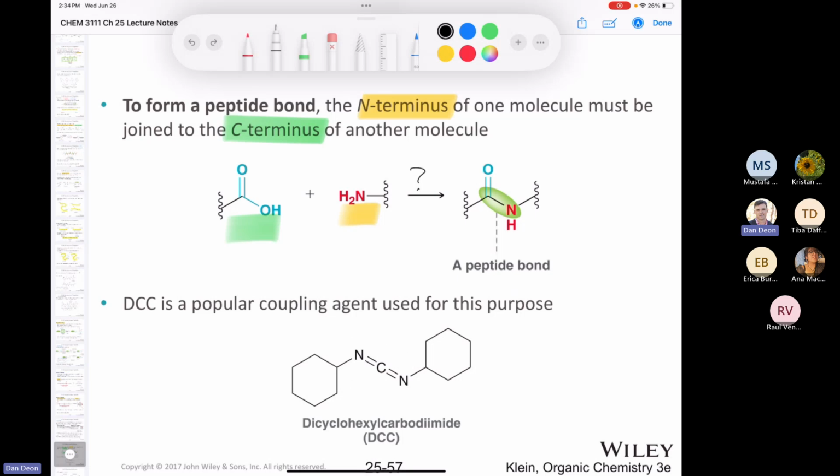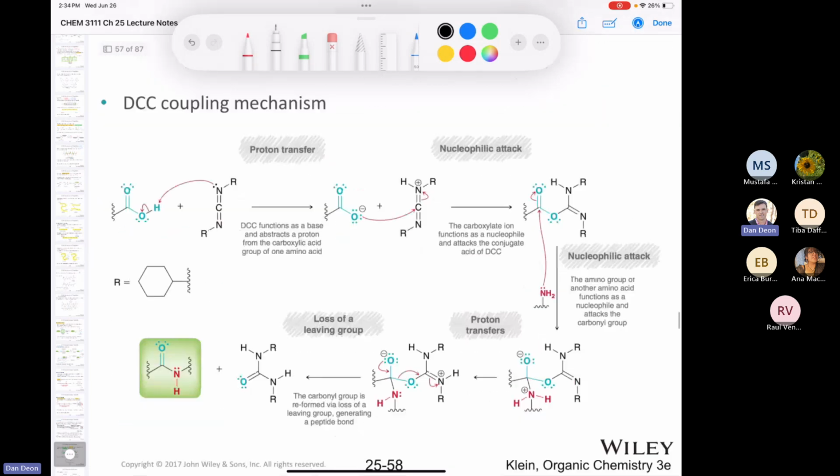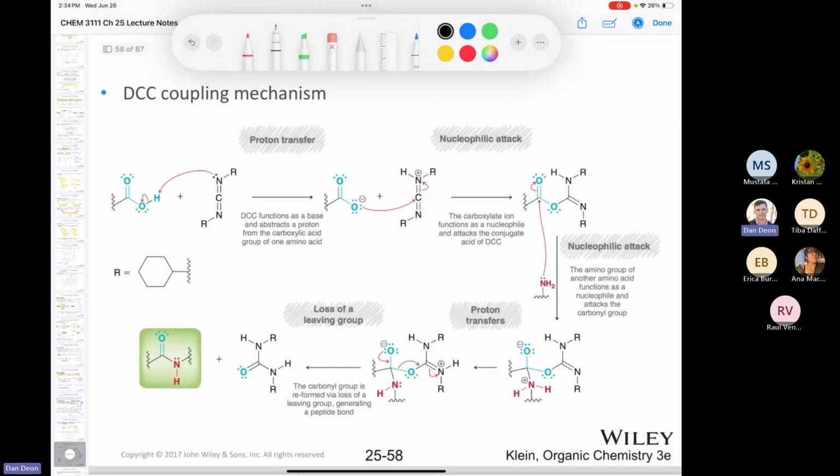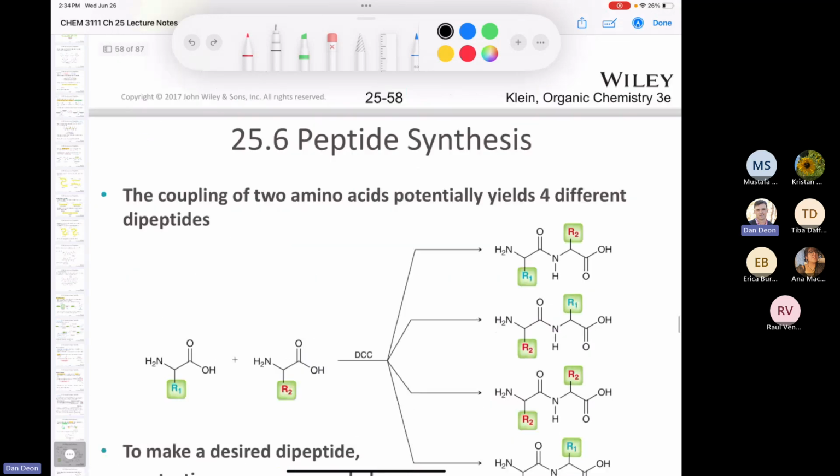Now, I'm not going to ask you the mechanism of DCC coupling, but that is one of the ways you could put these two together, is to use DCC, dicyclohexylcarbodiimide. So take a look. The mechanism here, I'm just going to write, will not ask, okay? And you can see that not even the whole thing is put here. They just put proton transfers in here. So all you have to know is if you're putting a carboxyl and an amino group together to make an amide or a peptide bond, you're going to use DCC.